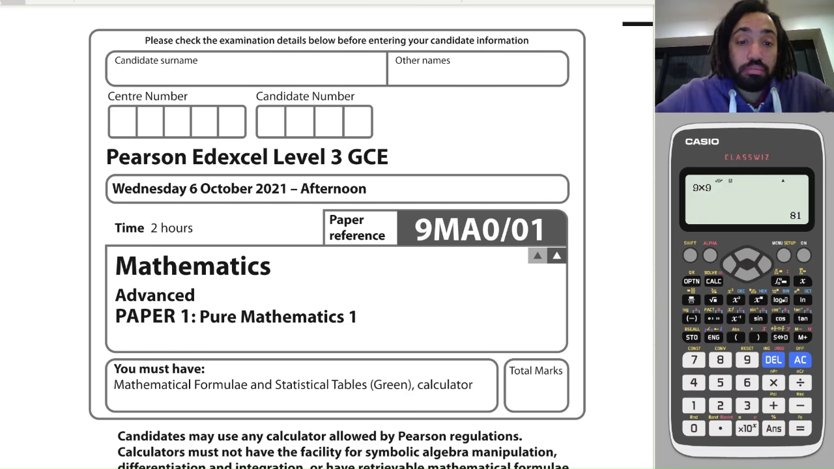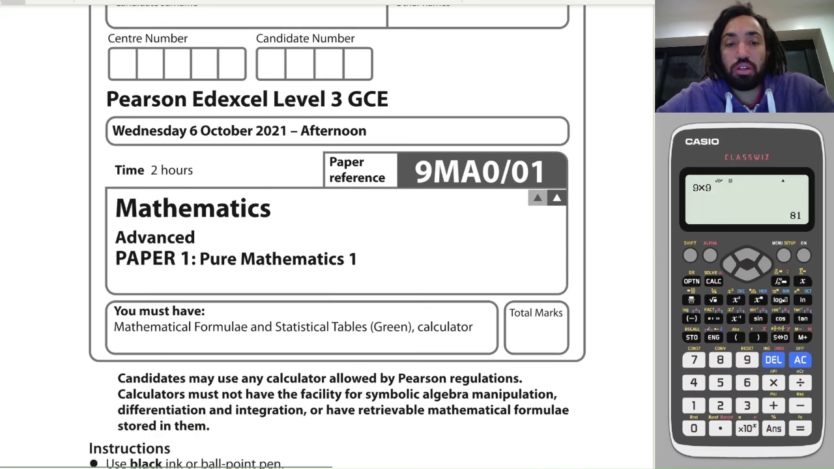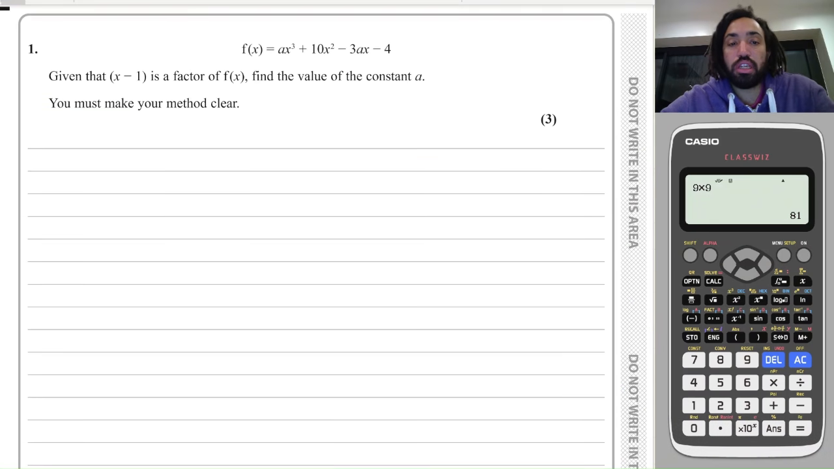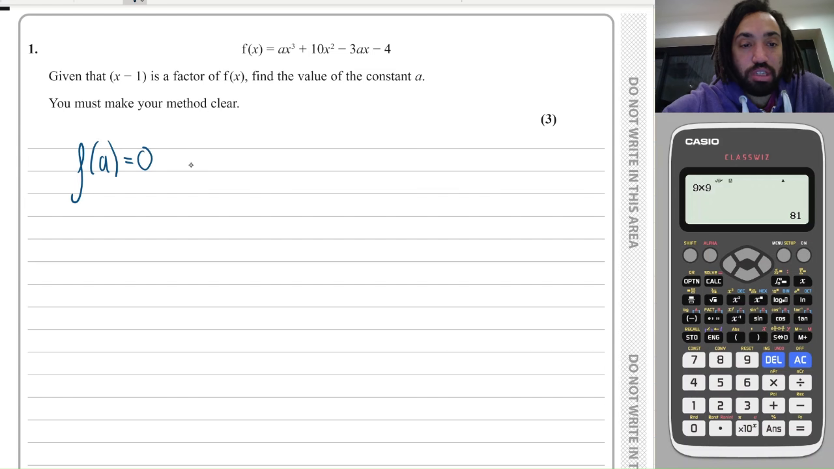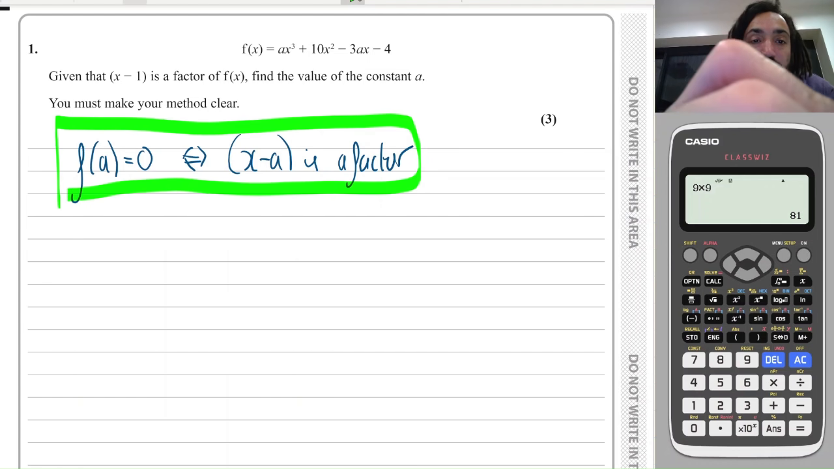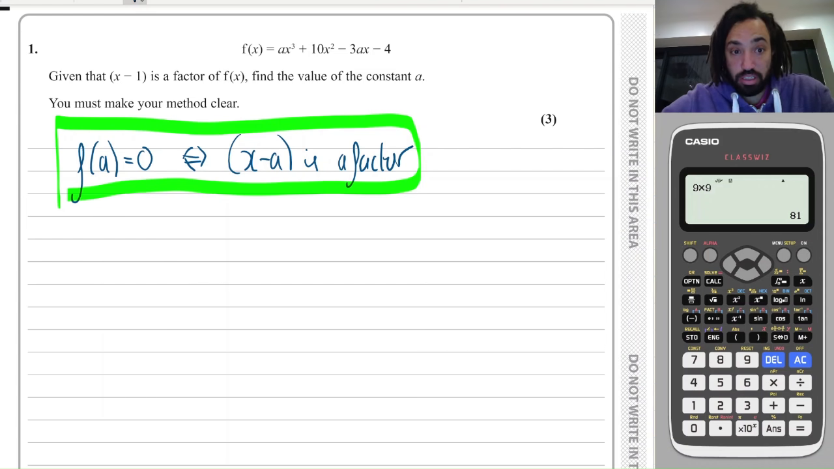Hello and welcome. This is EDEXCEL A-Level Pure Maths 1 October 2021, and the first question is factor theorem. So you must know that f of a equals 0 implies that x minus a is a factor. If I put it in green, it means you need to know it. So let's test this. Let's use a is equal to 1.